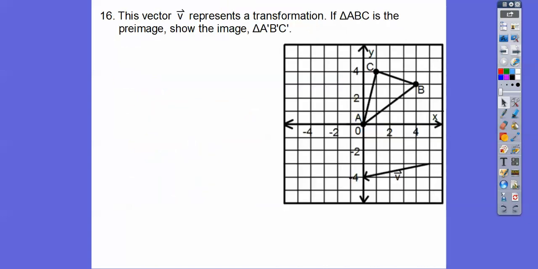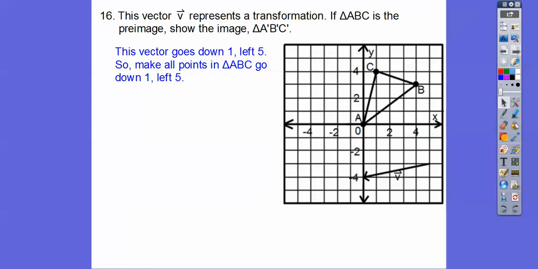Okay, almost done. Here's a vector that represents a transformation. The vector is right here. This vector goes down 1 to the left, looks like 4. So we're going to take this point, go down 1 to the left, I think it's 5, sorry, let's see. 1, 2, 3, 4, 5. So we have to take all of these points down 1 and over 5, all of them. That vector goes down 1 to the left 5, so we have to make all those points go down 1 to the left 5. Okay, so there we are.